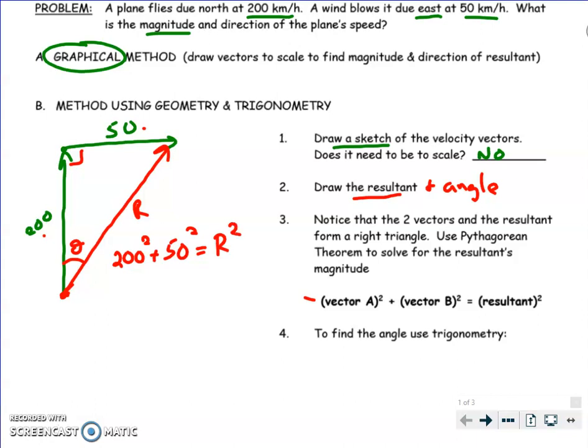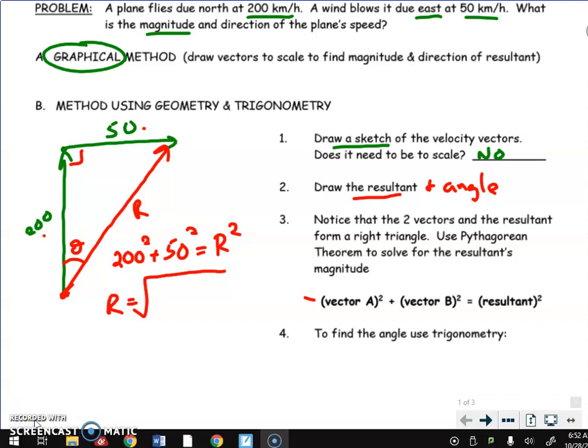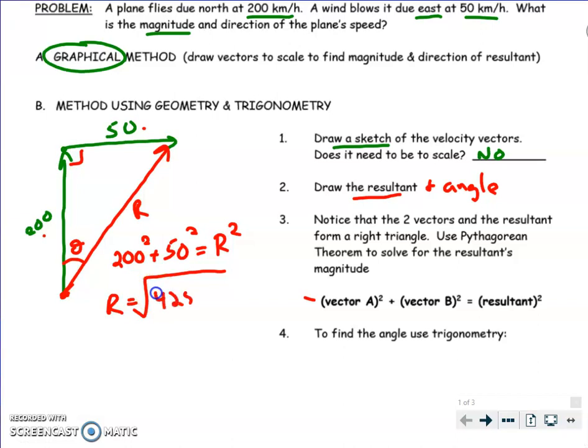So my resultant, the sum of 250, is going to be the square root of this whole thing. So get out your calculator and punch this out. Press pause to do this. Under the radical sign, we should have 42,500. Therefore, R equals the square root of that, roughly, I'm just going to round, 206 kilometers per hour.